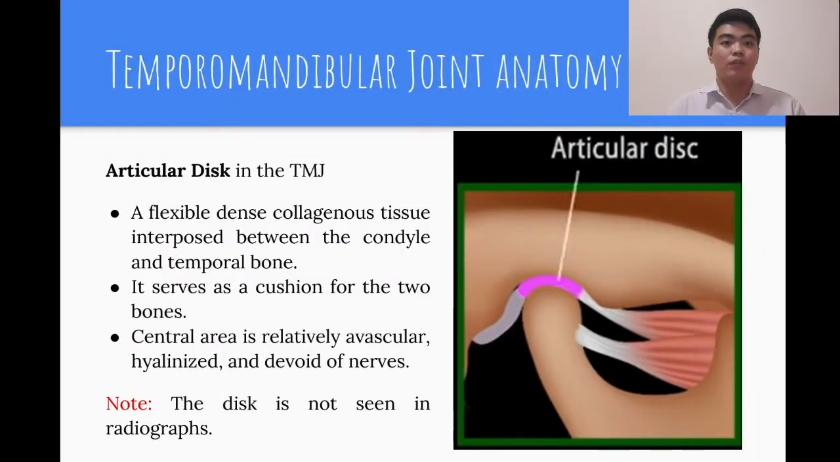The unique feature of the temporomandibular joint is the articular disc. It is a flexible, dense, collagenous tissue, and it is interposed between the condyle and the temporal bone. It serves as a cushion for the two bones, and the central area is relatively avascular, hyalinized, and devoid of nerves. It basically means that it is insensitive to pain. Anteriorly, it attaches to the lateral pterygoid muscle, a muscle of chewing, and posteriorly, it continues as a retrodiscal tissue that is fully supplied with blood vessels and nerves.